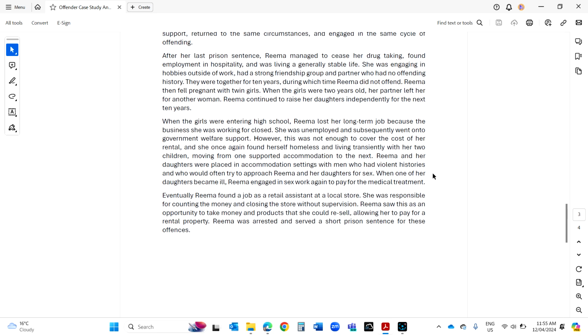She was approached for sex work, and one of her daughters was ill, so she then engaged in that sex work to pay for medical treatment. So here with this case study, there is very much a gendered aspect in terms of the sexual violence that she is experiencing, but also her vulnerability in these settings that are unsafe.